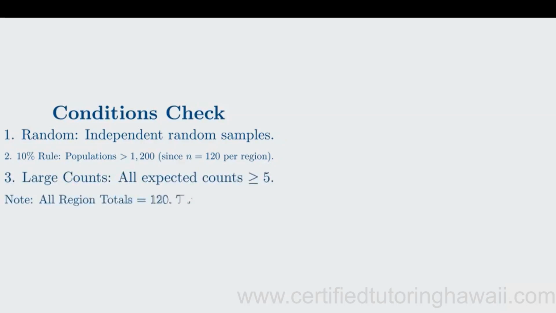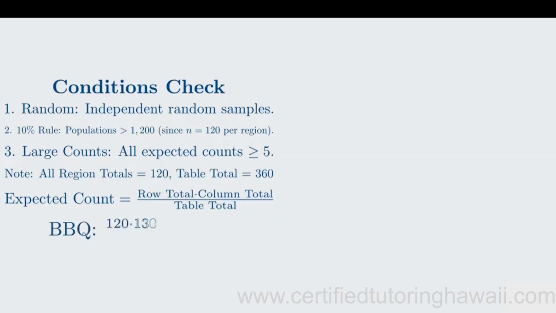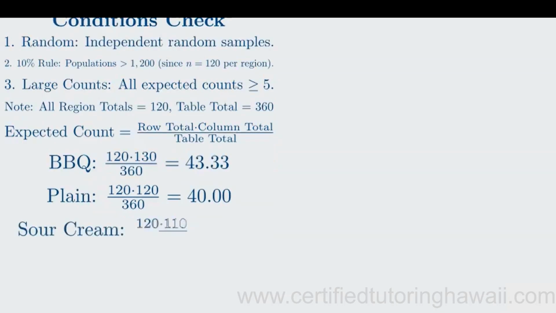To check the large counts, we need the expected values. Notice that all region totals are the same at 120. This will make our calculations a bit more repetitive but easier to check. The formula for an expected count is the row total times the column total, all divided by the table total. For barbecue in any region, we take 120 times 130, divided by 360, giving 43.33. For plain, it is 120 times 120 divided by 360, which equals 40. And for sour cream, 120 times 110 divided by 360 gives 36.67.